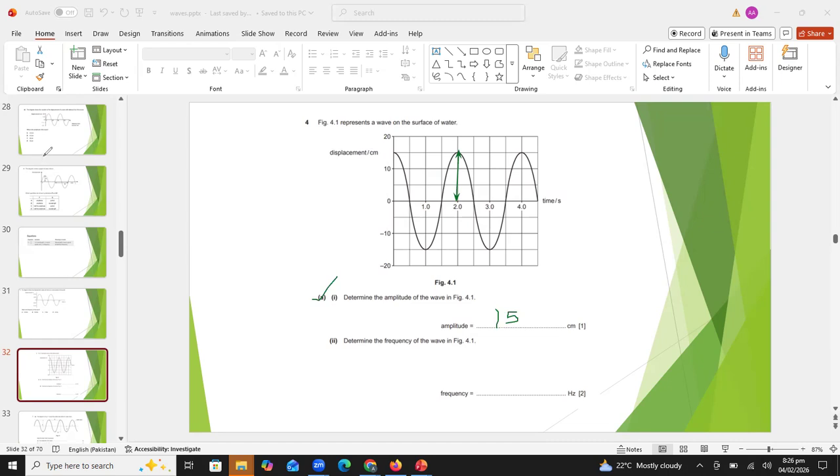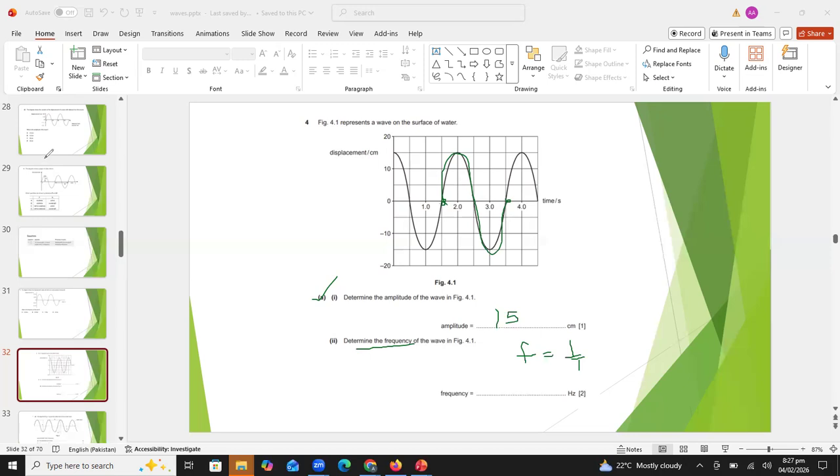Now in the next part, they are asking to determine the frequency of the wave. So frequency we can easily find by using the formula 1 upon T. If I am able to calculate the time period, it means I can find the frequency. So how will we calculate it? You can see the wave is starting from this point and ending at this point. So this is one cycle. It is the time period of one cycle.